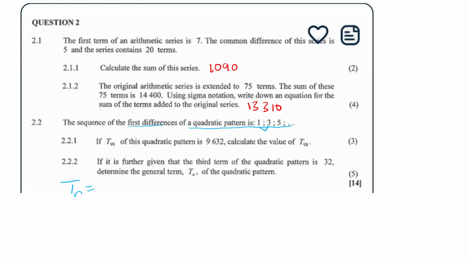Our Tn for the first difference: the difference is 2 and the first term is 1. Therefore Tn is equal to 2n minus 1. Because we have the equation for the first difference, the 98th term of the first difference is equal to 2(98) minus 1, which is 195. If you punch this on your calculator, you're going to have 195.